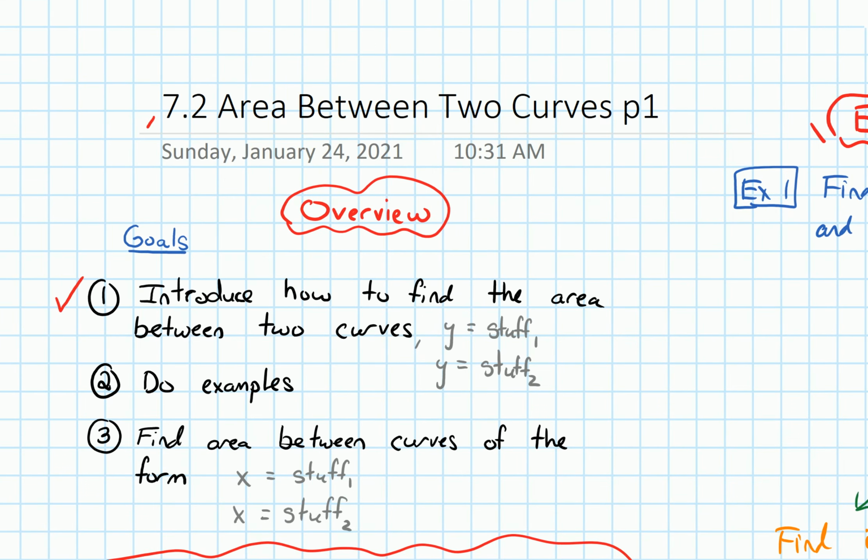All right, in terms of our goals for this section, we have finished our second goal, which is doing some examples finding areas between curves. In the next video, we'll discuss how we can find the area between curves when our equations have the form x equals some stuff.